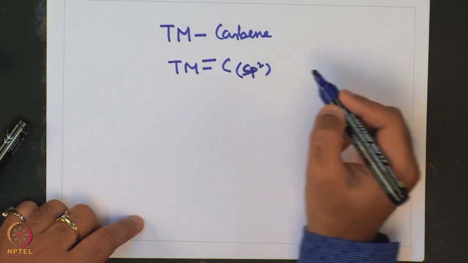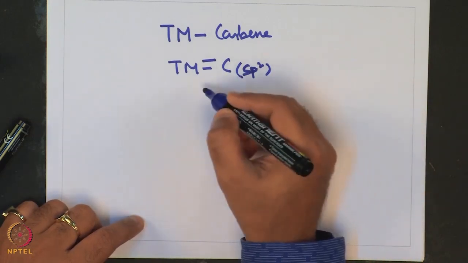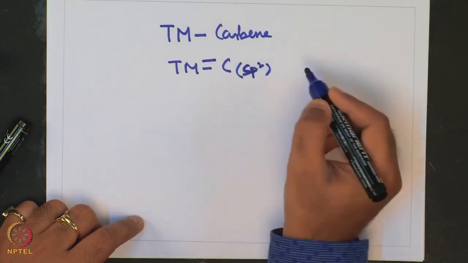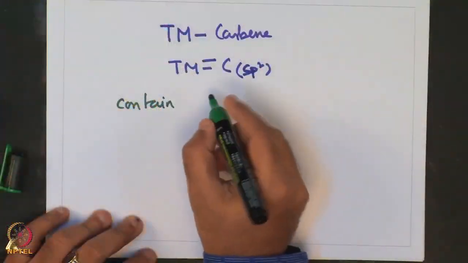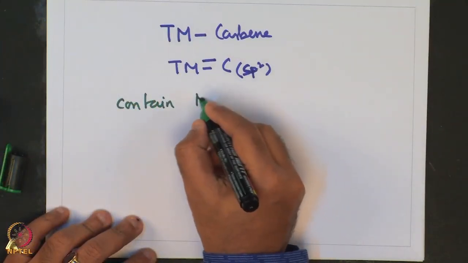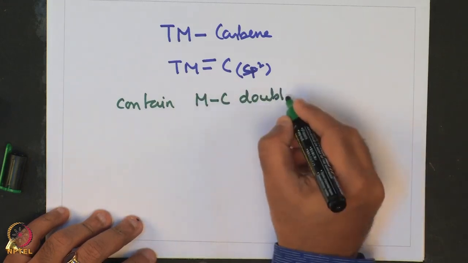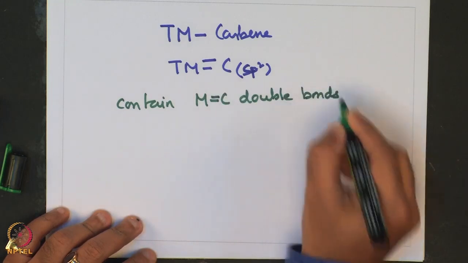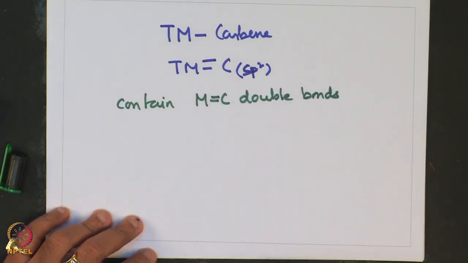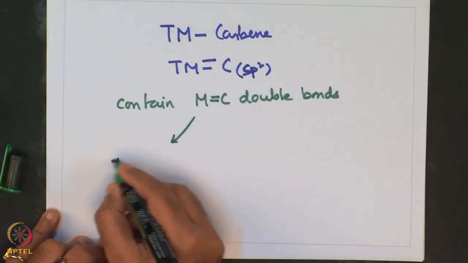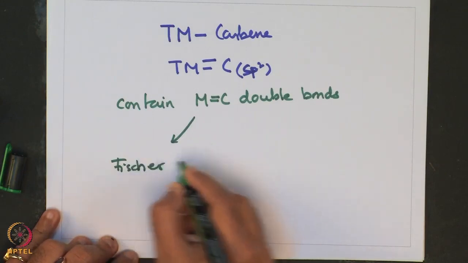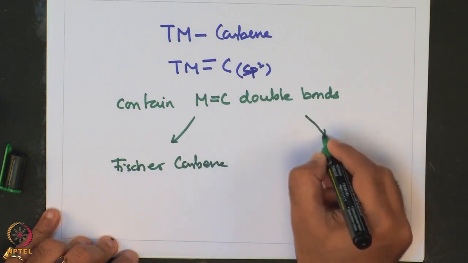In transition metal aryl complexes, there was no multiple bonding occurring between the transition metal and the C sp2 center of the aryl, but in the carbene case there is metal ligand multiple bonding occurring in transition metal carbene complexes, and hence they are of importance. So these transition metal carbene complexes contain metal carbon double bonds and they can be classified into two types. One is Fischer carbenes, and the other is Schrock carbenes.